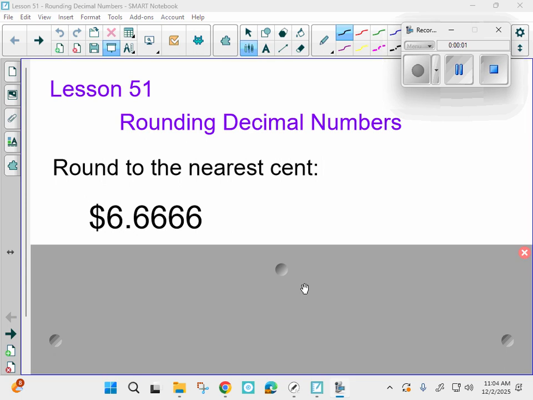Round to the nearest cent. Write that down. 6.6666. All right, so the cent, you guys change money, always goes to 2 decimal places. So these 2 are cents, like 50 cents or 52 cents or 66 cents. This is where I want to round to. And so I'm going to look at the number after the 2 decimal places, and it is bigger than 5. And so it's going to round this number up to a 7.